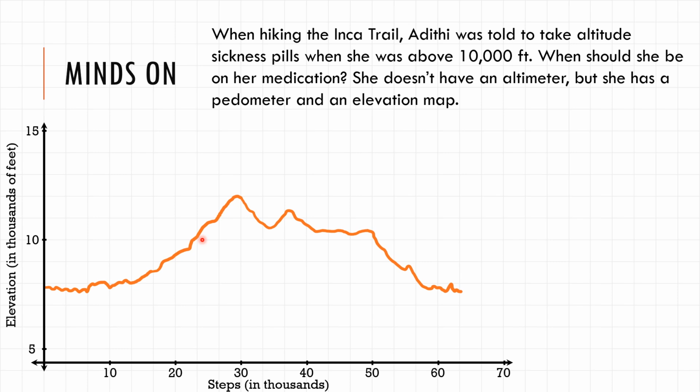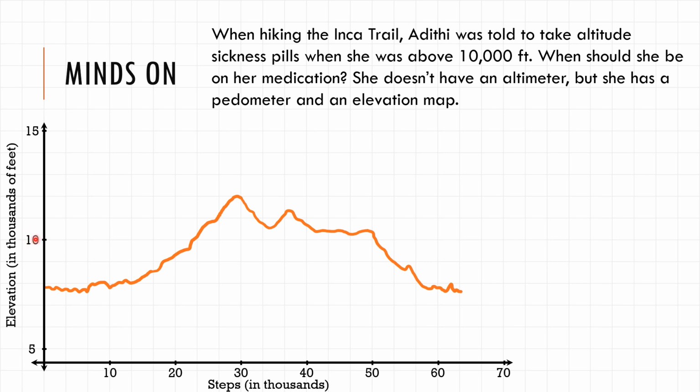But one of the things that you can carry with you that's really easy to carry, most smartwatches or smartphones have this, is a pedometer. A pedometer tracks how many steps you've taken. And so this is a general sense of what her elevation would be after however many steps. And these steps are measured in thousands. So after 10,000 steps, she'll still be pretty close to where she started, which is just about 8,000. But as she continues on this trail, eventually she will take enough steps that she will pass the 10,000 feet elevation mark. How do we know when that is if we have a graph like this?